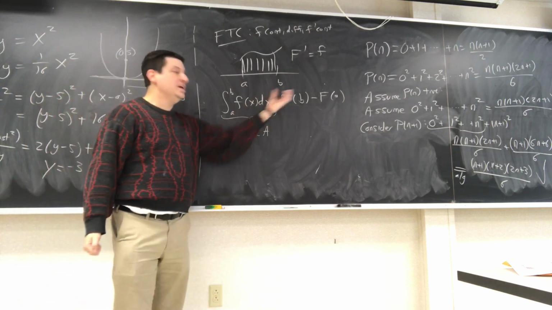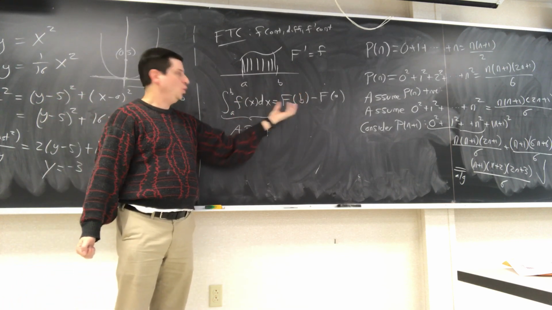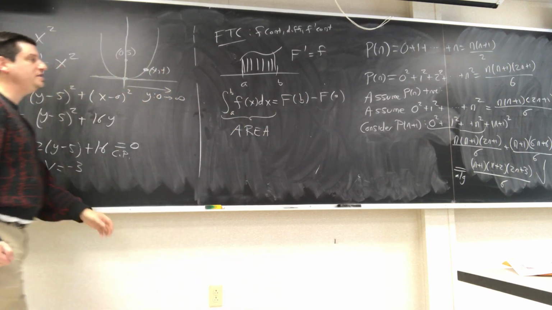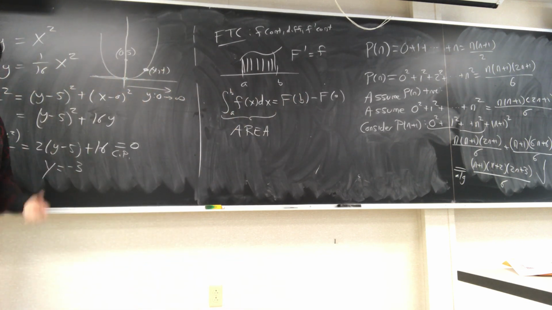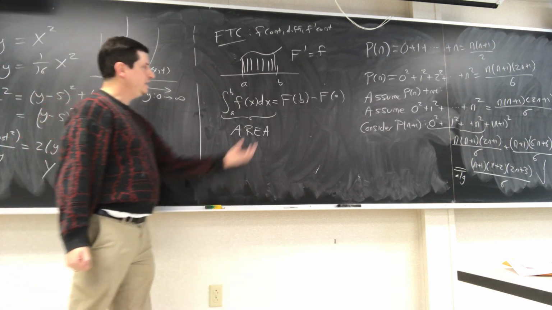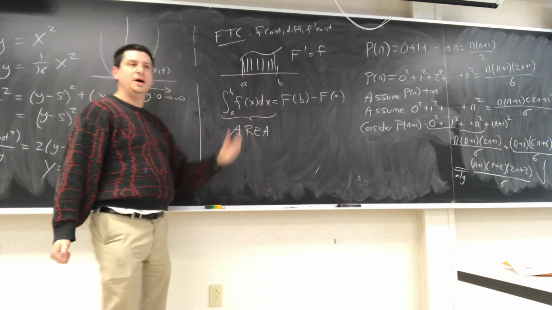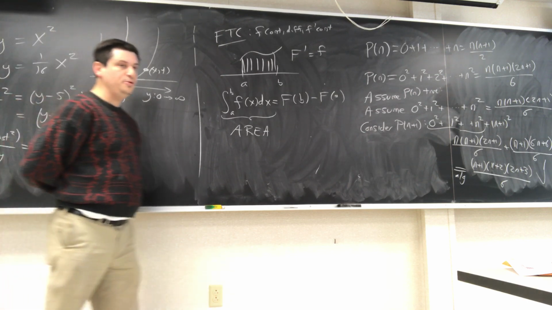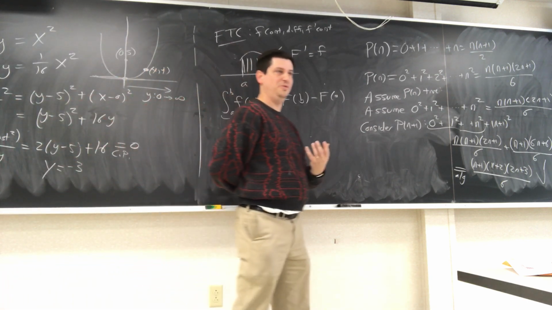Because if you don't say area, this is just a definition. What do we mean by this? We mean the area under the curve. The content of the fundamental theorem of calculus is that the area under the curve is given by the antiderivative at b minus the antiderivative at a. How many of you could prove the fundamental theorem of calculus right now?